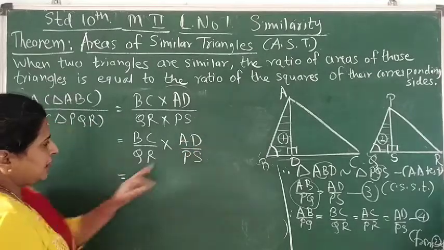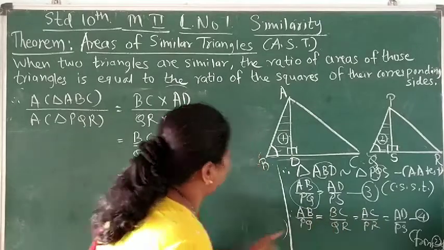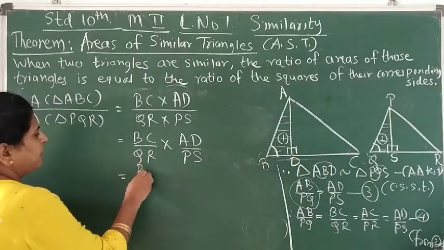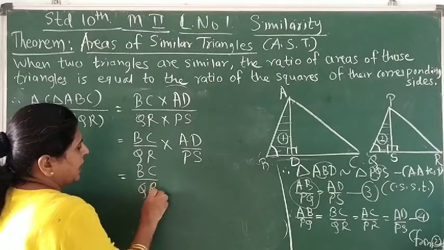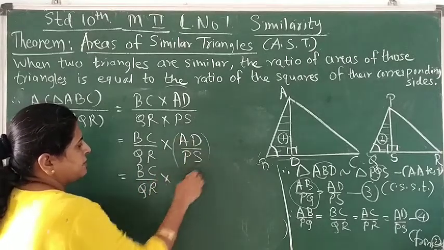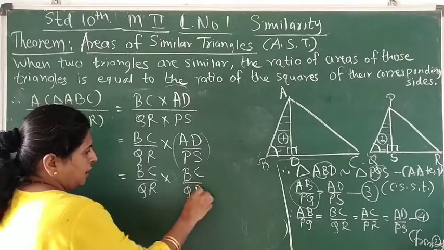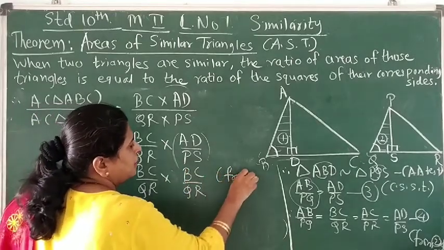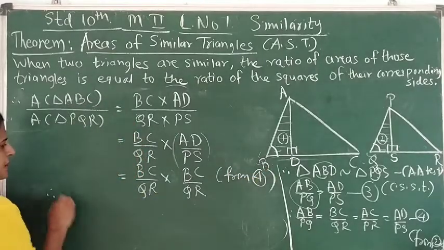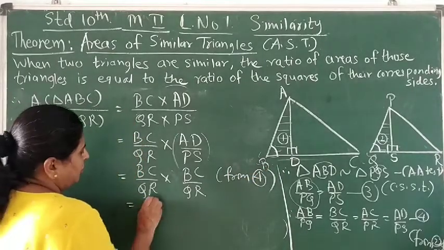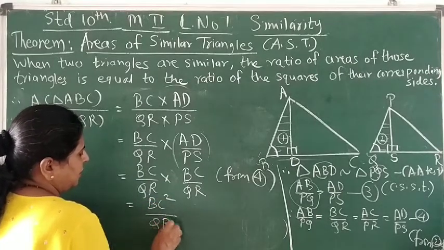Okay. Now this AD upon PS is equal to BC upon QR from statement number 4. So we will replace that. So BC upon QR as it is, and AD upon PS we will replace with BC upon QR, and here we write from statement number 4. Okay, and therefore we can say that it is equal to BC square upon QR square.